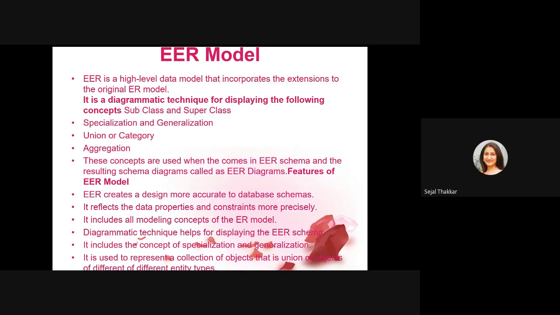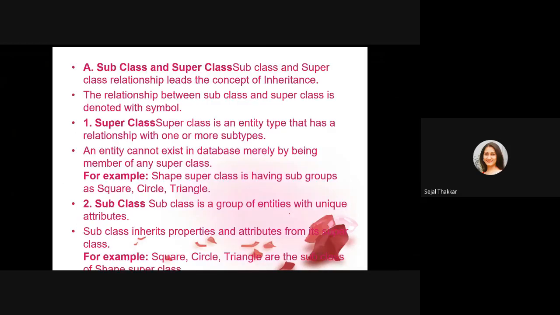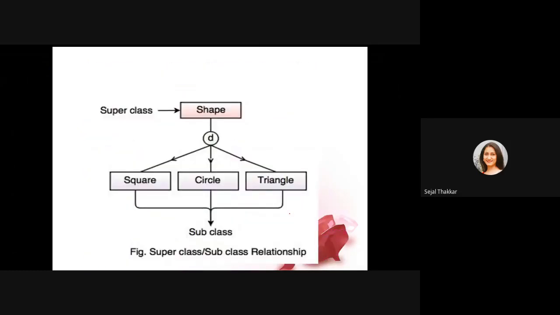Next is EER diagram. It is an extended version or extension of the original ER diagram. It is going to include subclass, superclass, specialization, generalization, union, aggregation, right? See here, a parent class is a superclass, and the features of the parent class can be inherited by the child class. An animal's baby will look like an animal. The baby of a bird will look like a bird. The baby of a human looks like a human being. Why? Because they are inheriting their features from the parents. Animals have four legs, birds have wings. So a subclass can inherit the features from the superclass, and it is known as inheritance.